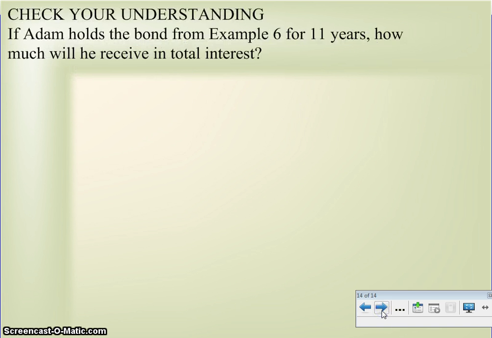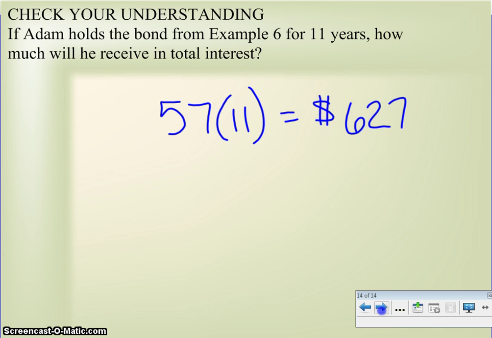Last, check your understanding. Go ahead and press pause. When you're ready, come back and we'll work through this. Okay, if Adam holds the bond in example 6 for 11 years, how much will he receive in total interest? Well, we know he receives $57 for 1 year. We just solved that in the previous problem. And if he gets that for 11 years, it's a simple multiplication problem. And we find that his total interest that he gets in those 11 years is $627.